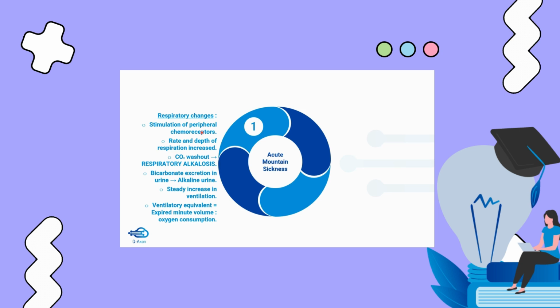So this is detected by peripheral chemoreceptors, which send the signal to the neural centers of respiration and cause an increase in the rate and depth of respiration. Now, whenever there is an increase in the rate and depth of respiration, there is carbon dioxide washout, because the ventilation is increasing, isn't it? So, carbon dioxide will be thrown out, and this will lead to respiratory alkalosis. So, pH is going to increase.